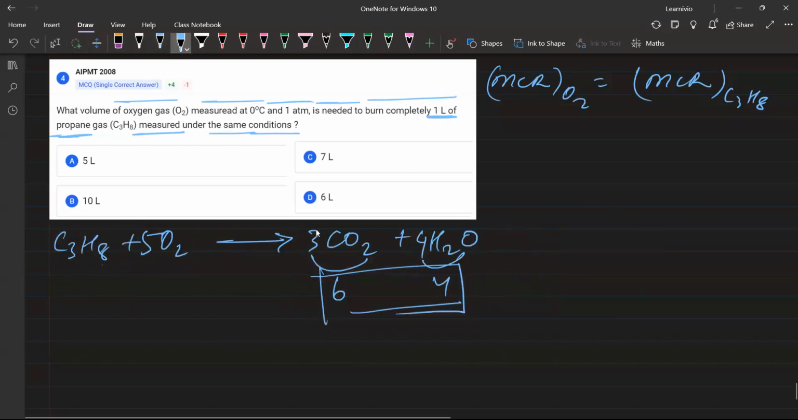Now we'll calculate the MCR. MCR of O2 will be equal to the number of moles of O2 divided by what?